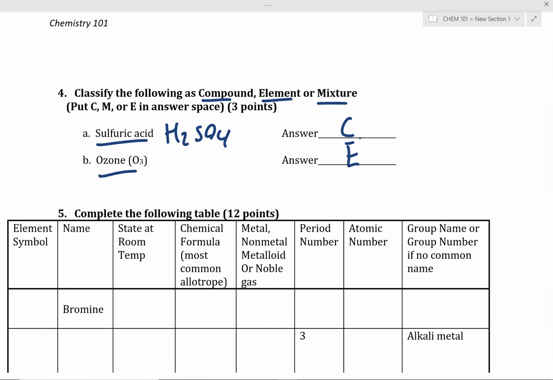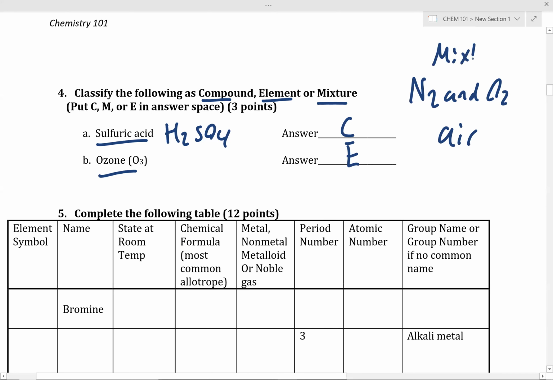Any other questions? Yes. Would be a mixture. So for example, nitrogen and oxygen, air, these would be examples of mixtures. Or H2O, so just pure water. Are there two or more pure substances? No. So the H2O would be a compound.